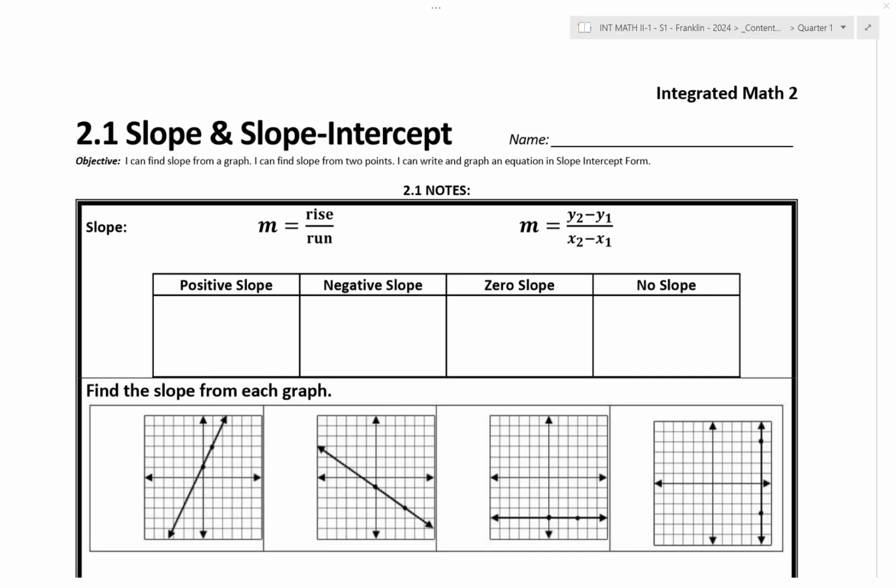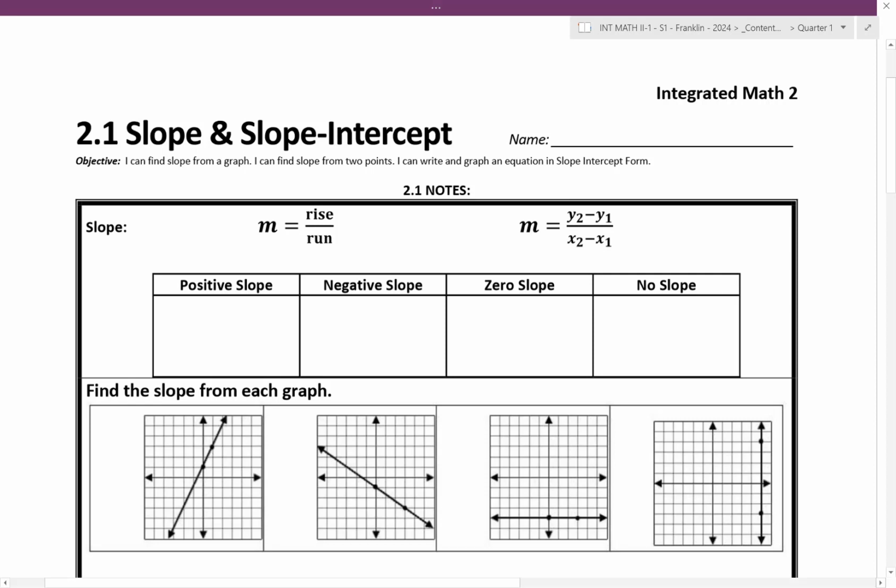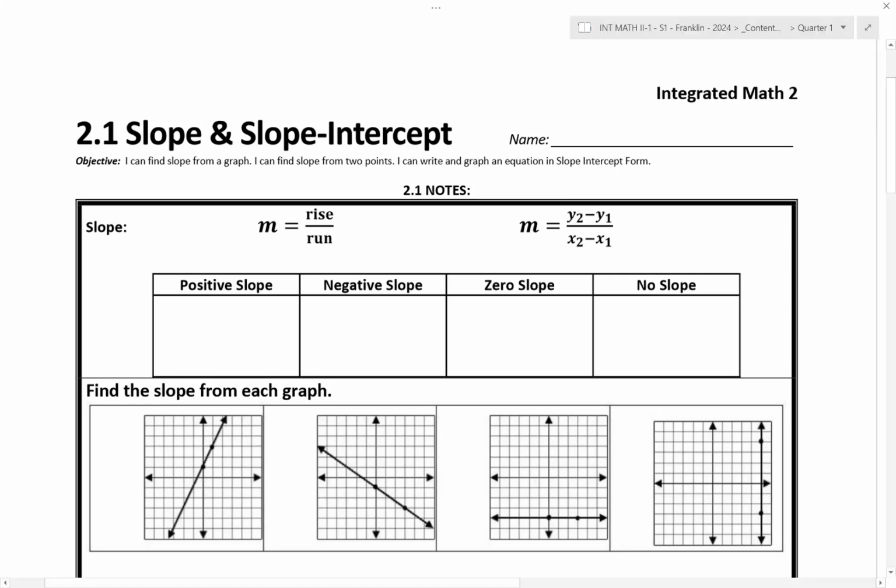Today's notes will focus on slope and slope-intercept form. So for our objective for these notes, we're going to be finding slope from a graph or 2 points, and also writing and graphing equations in slope-intercept form. So kind of a lot of things all together. So to begin, slope is the measure of the steepness of a line.